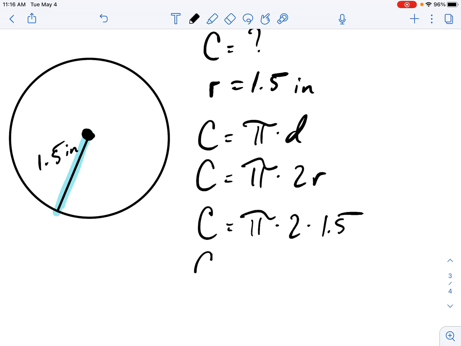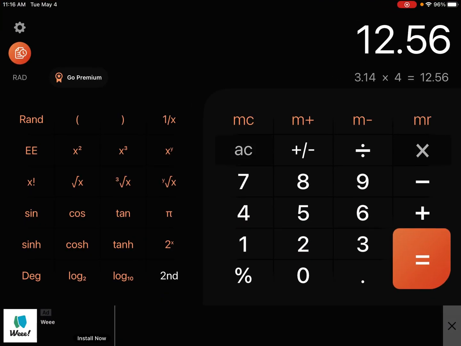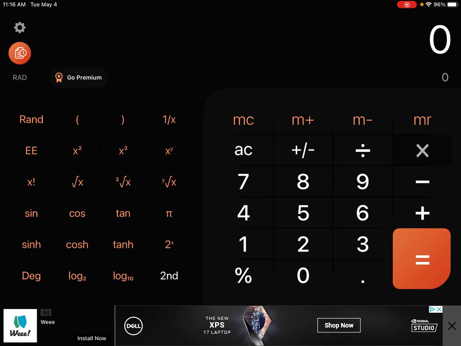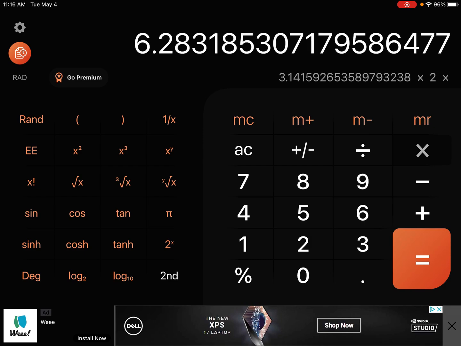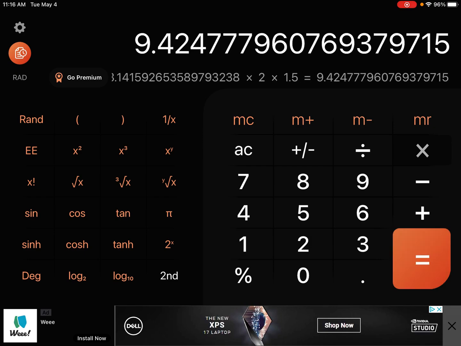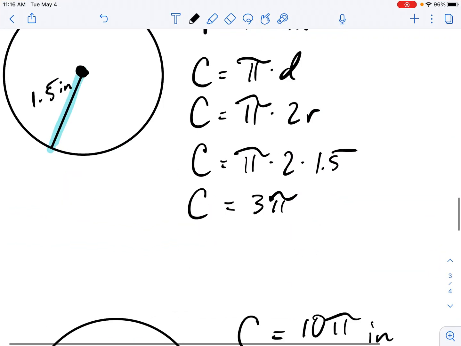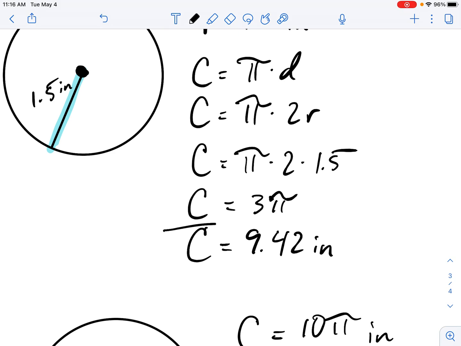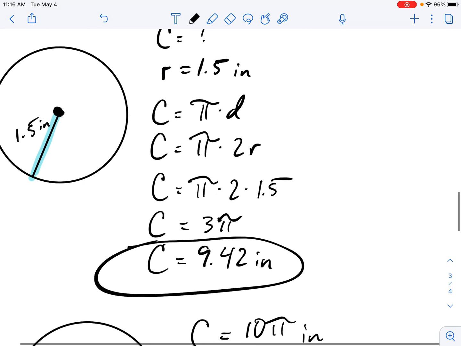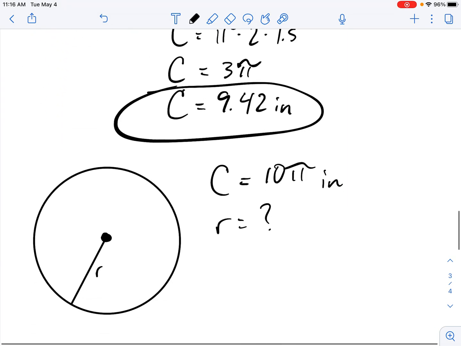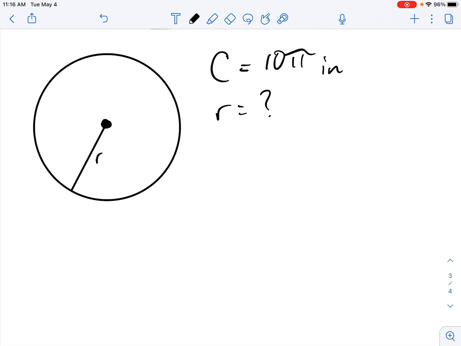And again, sometimes you'll see this as like 3 times pi, because 2 times 1.5 is 3. But other times you'll actually calculate the exact answer. So we'll do pi times 2 times 1.5, and we get 9.42, right? Circumference equals 9.42 inches. And that's it. That's it. Okay?